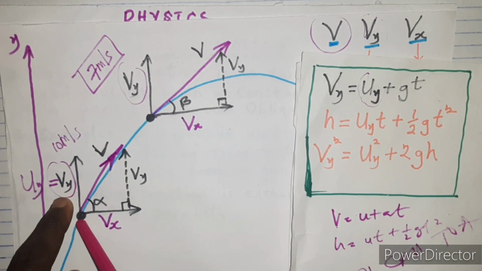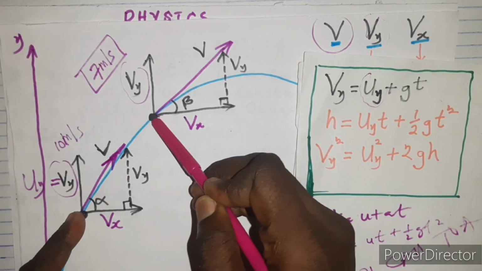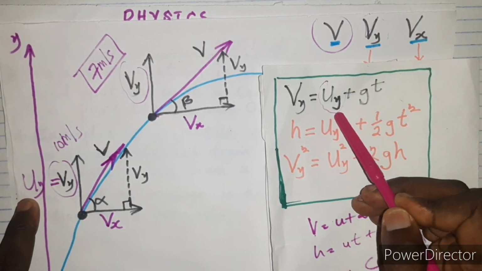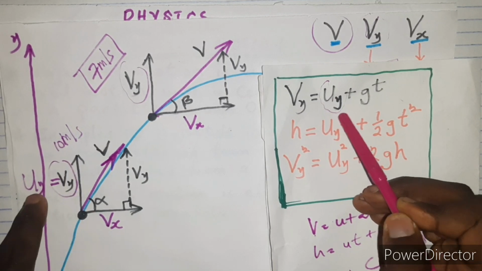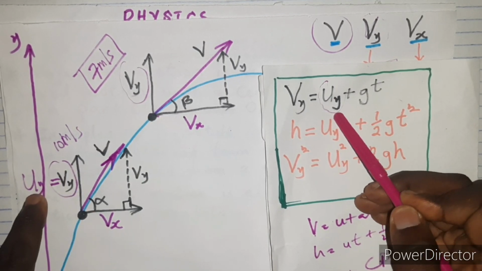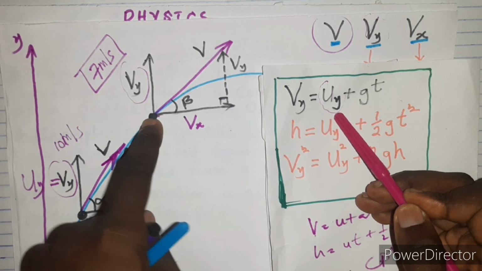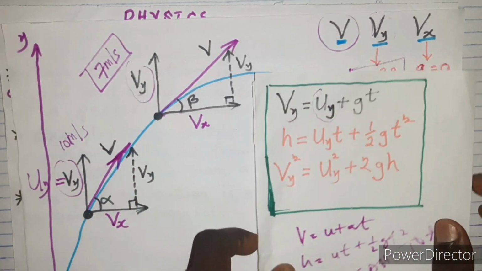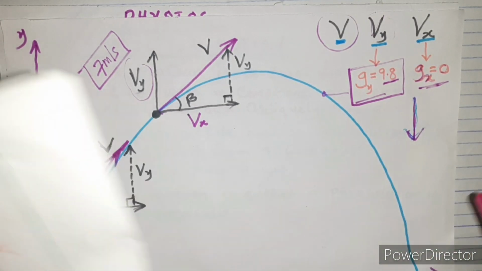Let's say for instance the vertical component here before it came here will now be the initial velocity in the equation. So the vertical component here can now be replaced with u sub y. Then here will be the final velocity of the vertical component, which is v sub y. So that's just it about the introductory part, but we still have more to go.